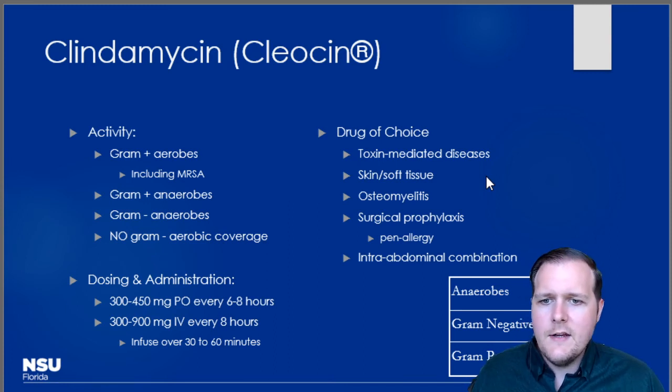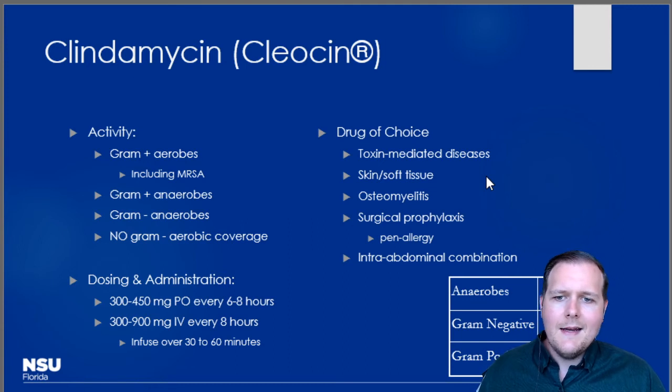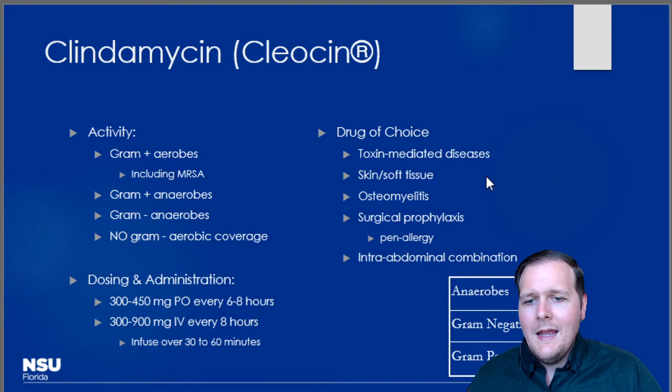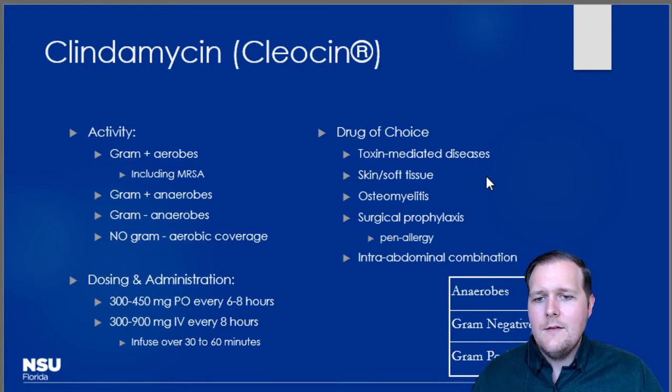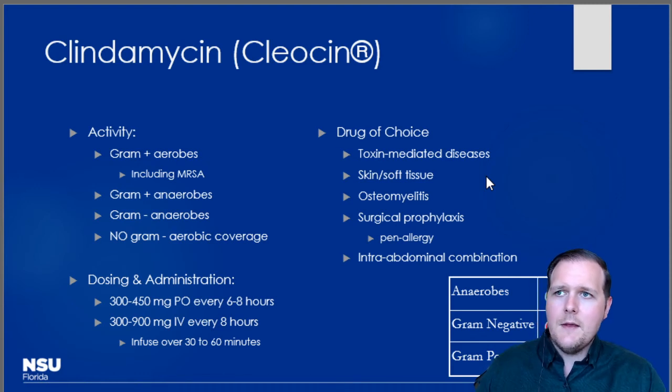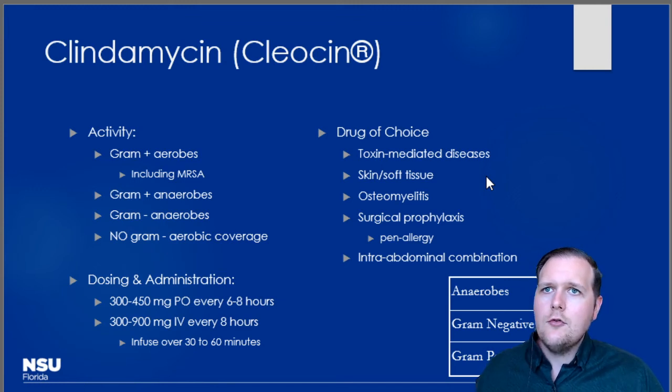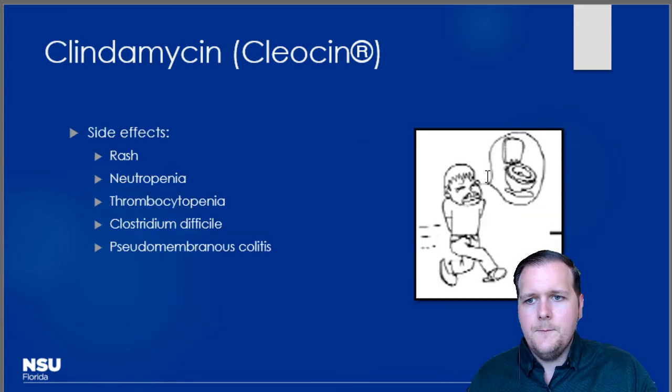Used a lot for skin and soft tissue infections, things like osteomyelitis, sometimes for surgical prophylaxis when they cannot receive a beta-lactam, and as I mentioned, for intra-abdominal infections, we can see this used in combination with something that covers gram-negatives. That way you've got the anaerobic coverage, and then you use something else for the gram-negative coverage. I don't often propose to use two drugs when one will do, but if this is your only option, then that could be used.